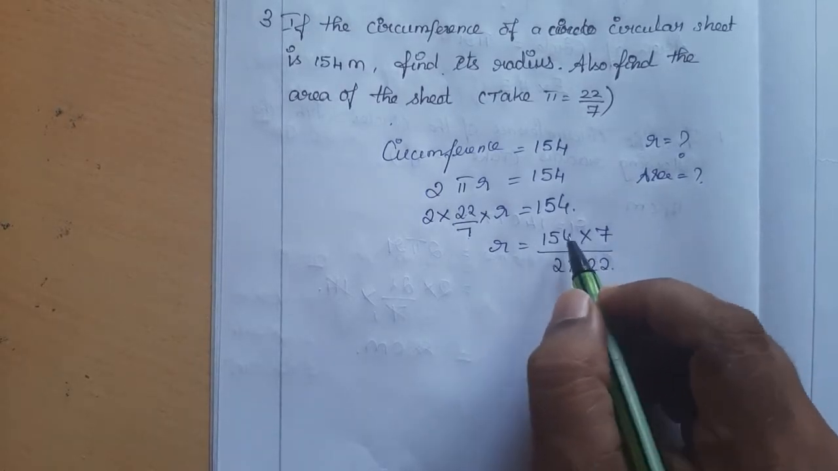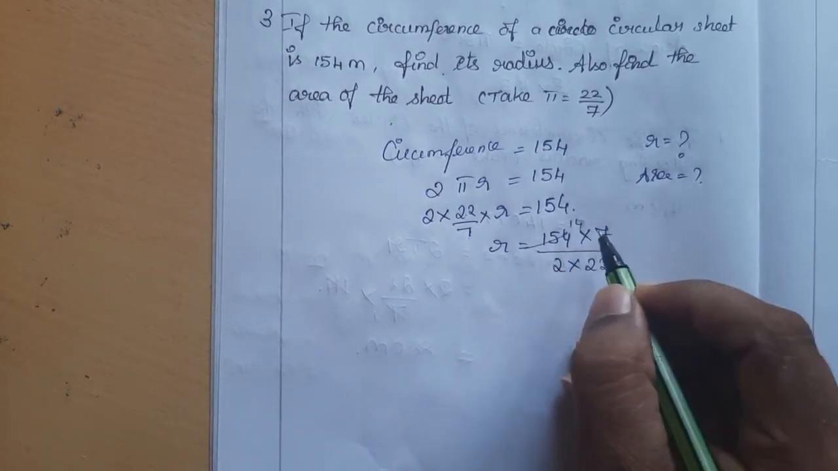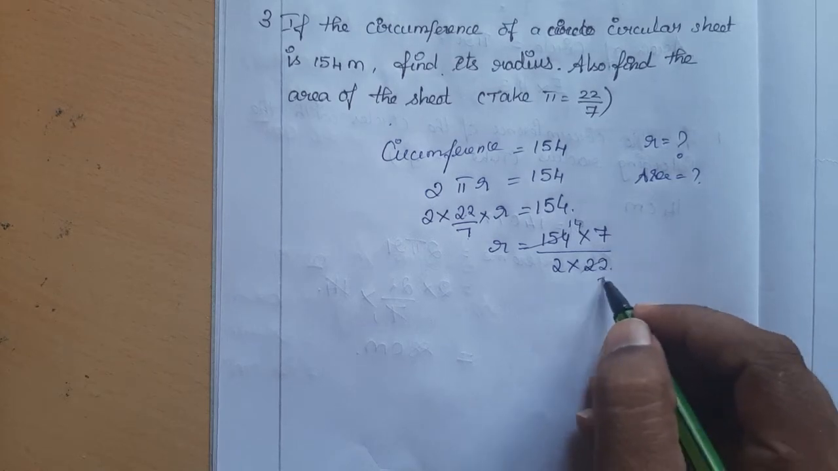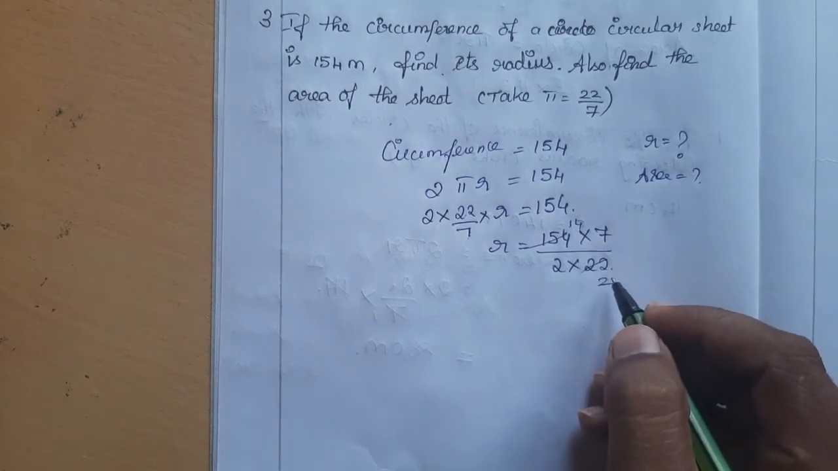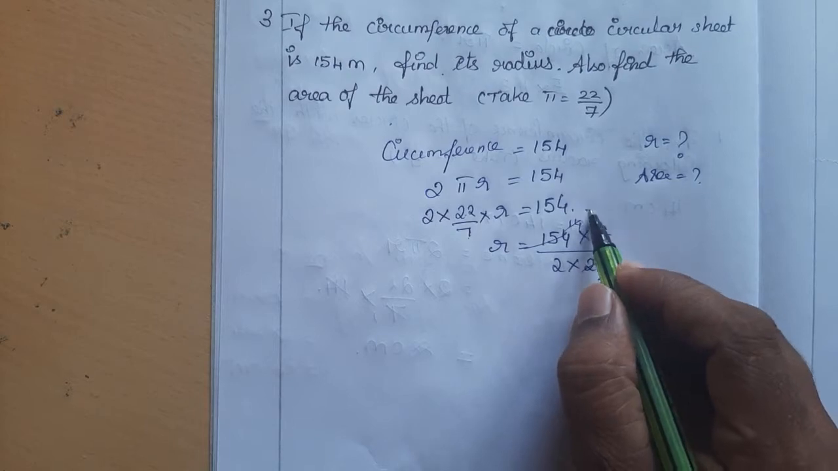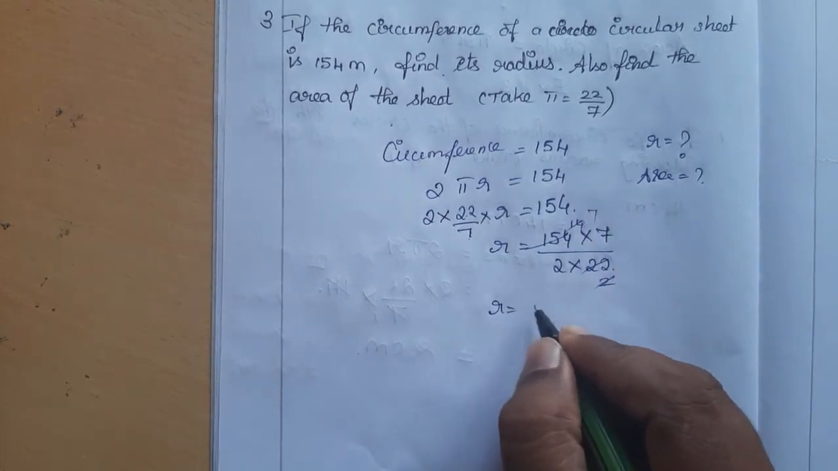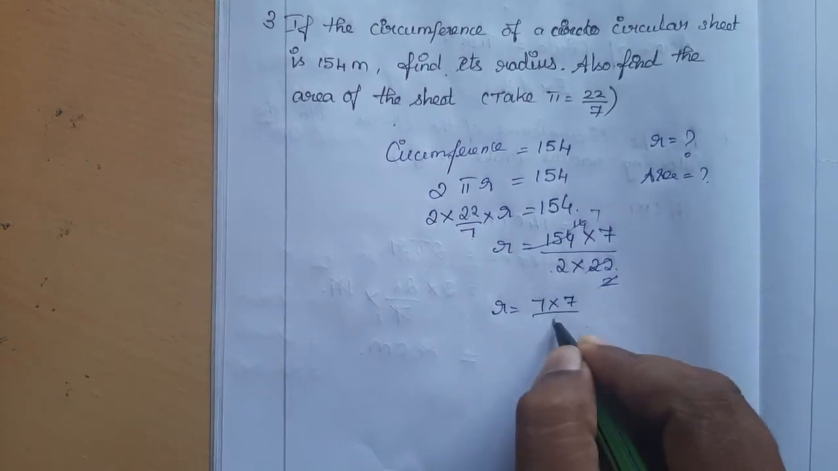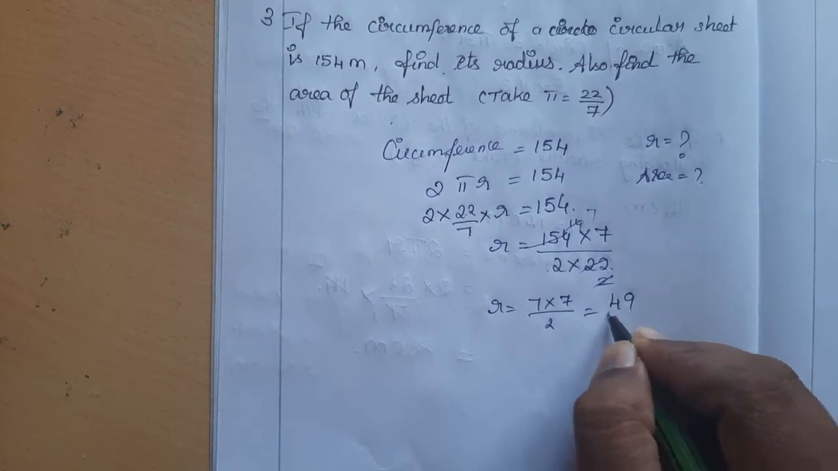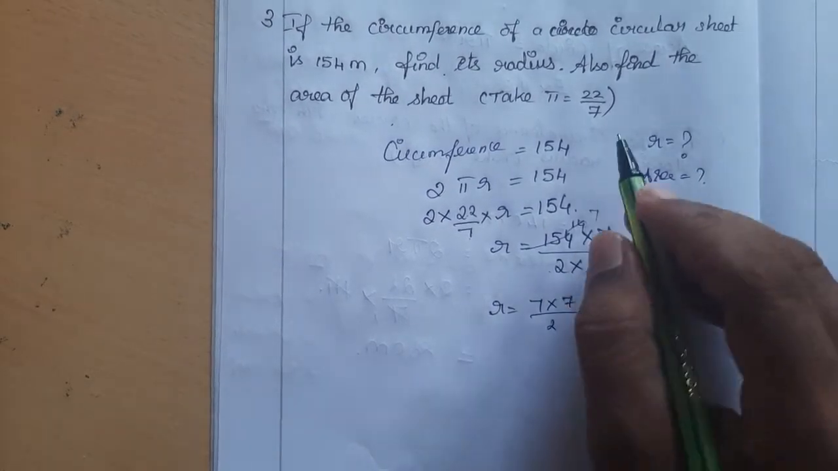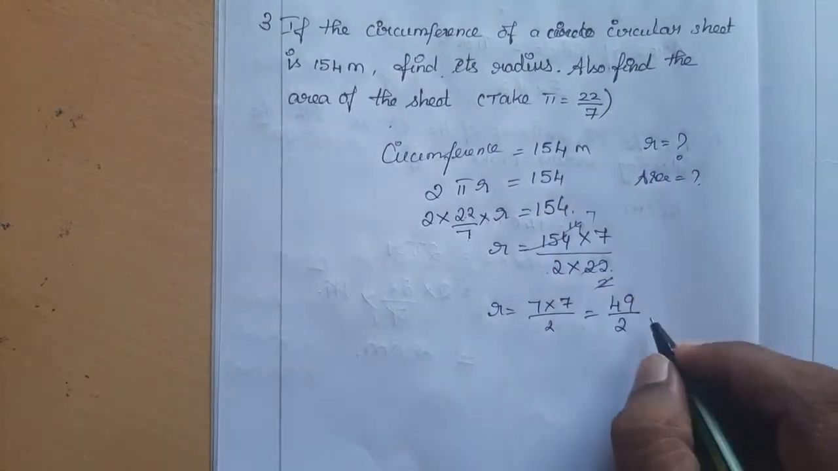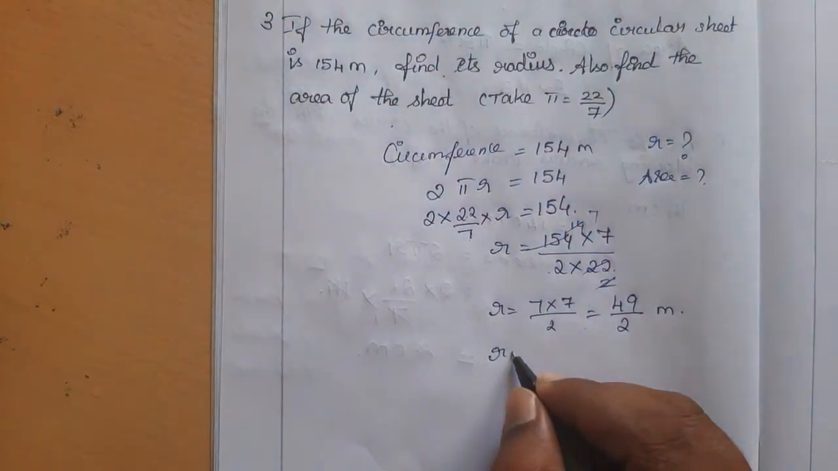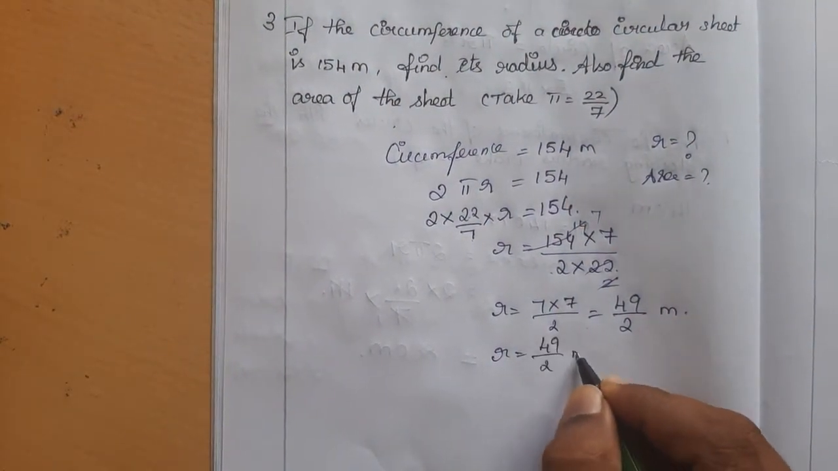And the 11 table we can cancel for 14, and this is for 2, and again the 2 table can be cancelled for 7 times, right? So radius is equal to 7 into 7 divided by 2, which is equal to 49/2. Since it is given in meters, the radius will be in meters. So radius is equal to 49/2 meter.